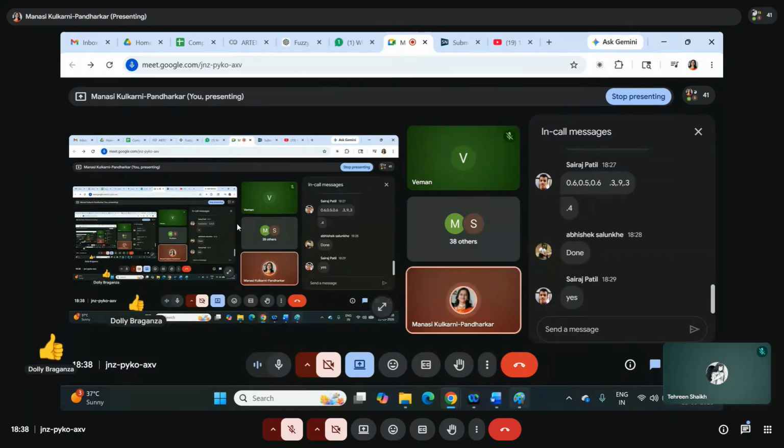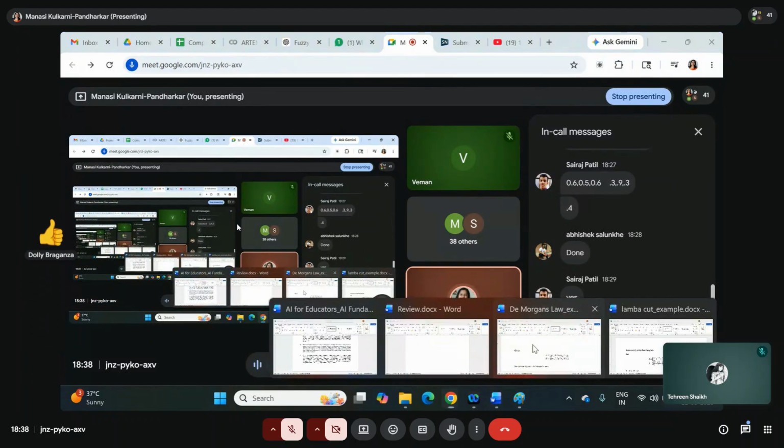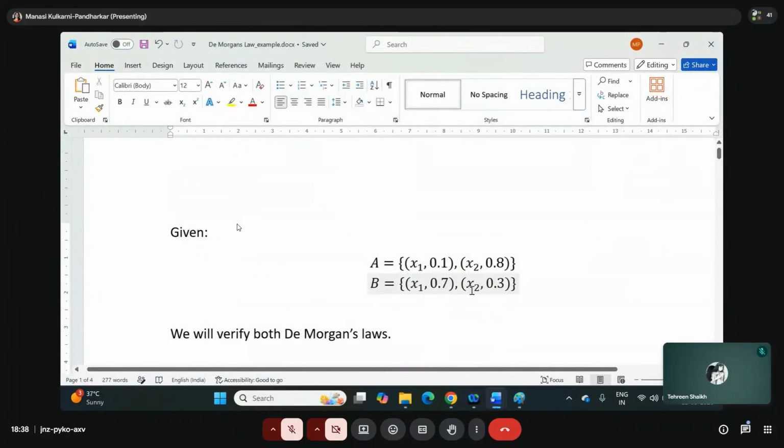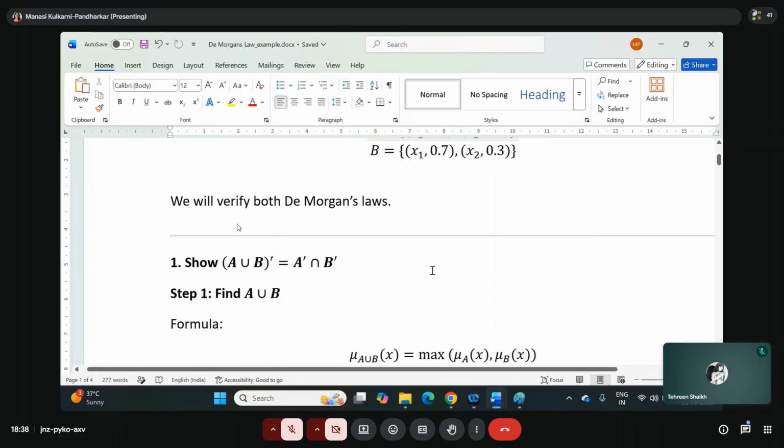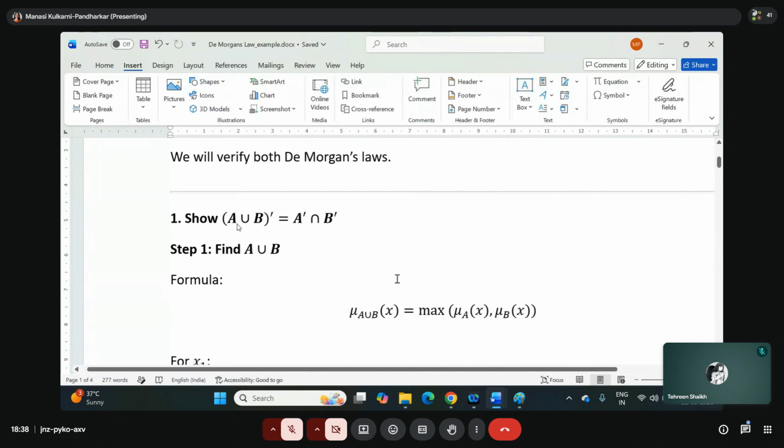Got it? How to write it down? So it is the same way we have written this. Okay, so do not get confused. X1 का membership in the A is 0.1 degree of membership, and X2 का degree of membership in the A is 0.8. Same way we go for the X1's membership is 0.7 in the B, and X2 का membership is 0.3 in the B. Okay, now what we need to do is we need to verify this. We need to prove this De Morgan's law. So let's see how we can do this.